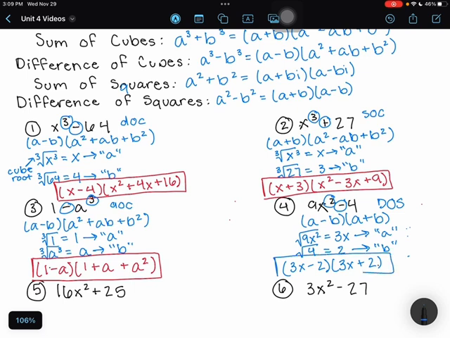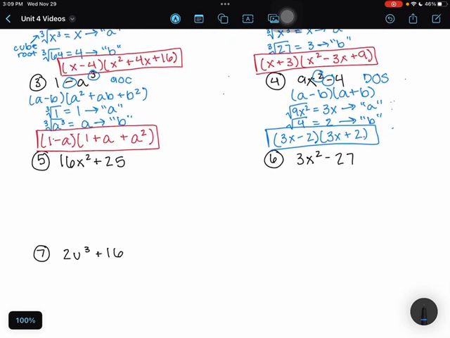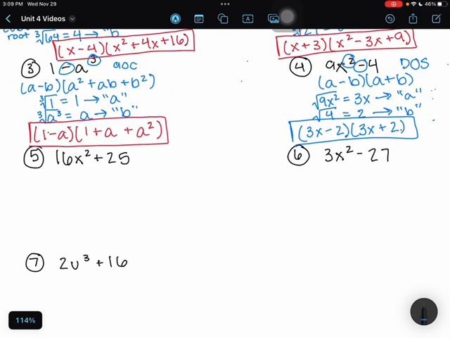Oh, forgot to switch my color. But same idea even when we're looking at squares. So a couple more examples here.